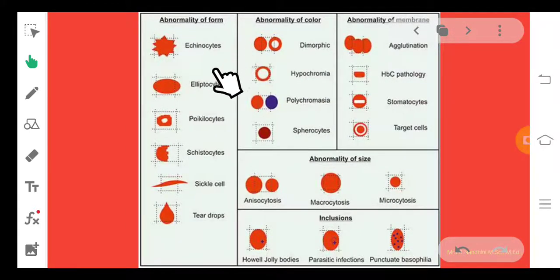Then these are also the abnormal forms of RBCs. Abnormality of RBCs: echinocytes, lymphocytes, poikilocytes, cystocytes, sickle cell, teardrop. Abnormality of color. This is the form of RBC abnormality. This is the color of RBCs.